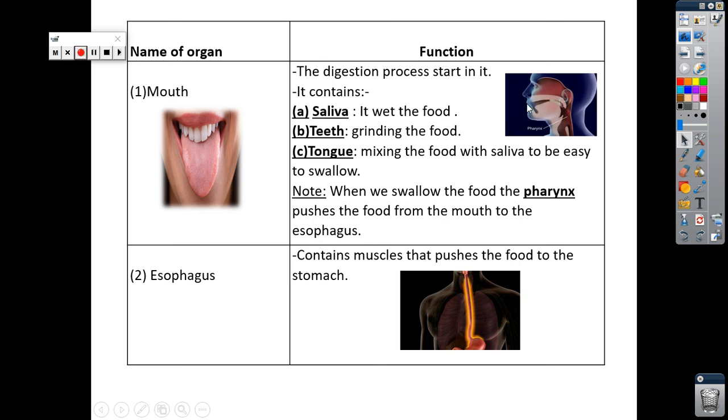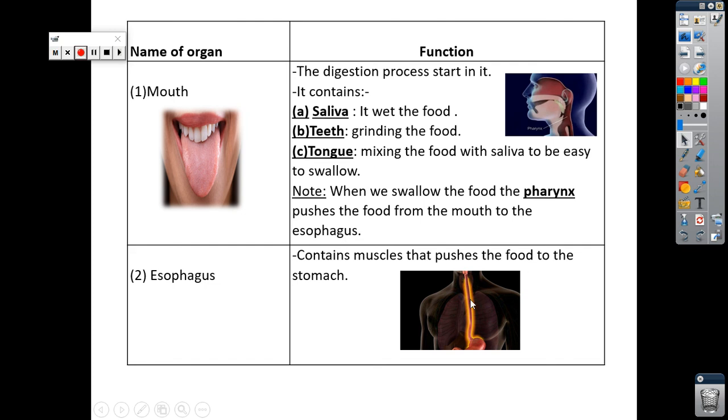So the part that comes after the mouth is the pharynx. When we swallow the food from the mouth, the food goes to the pharynx. What is the function of the pharynx? Can you see? The food reaches the pharynx, then the pharynx pushes the food into the, very good, esophagus. So the pharynx pushes the food into the esophagus.